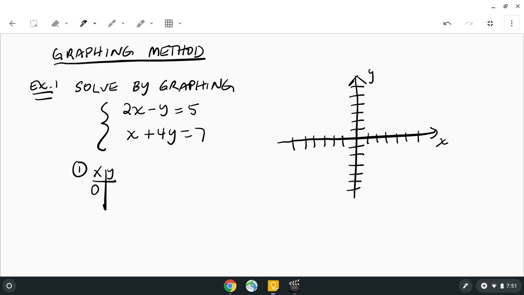Okay, so when x is 0, I see y is negative 5. So 0, 1, 2, 3, 4, 5. And when y is 0, x is 2.5.